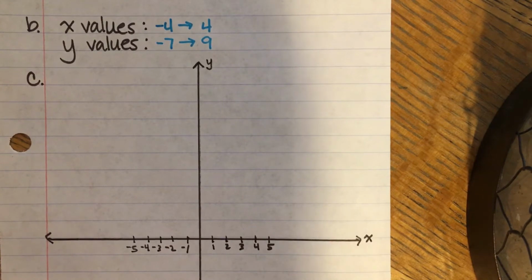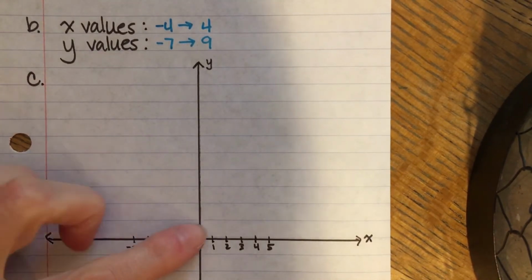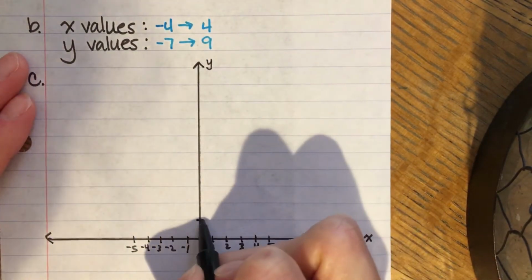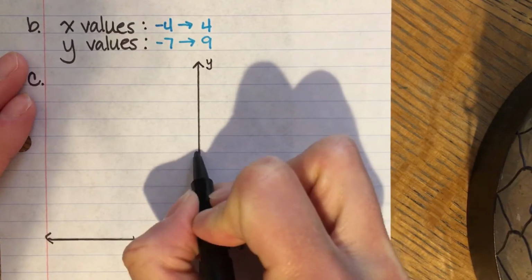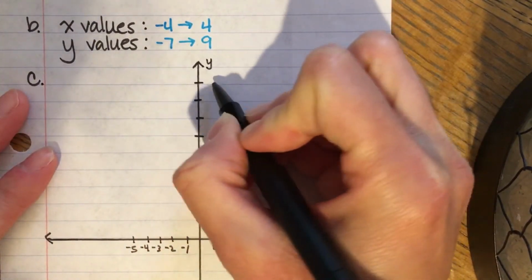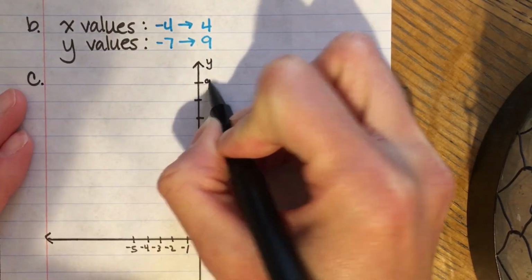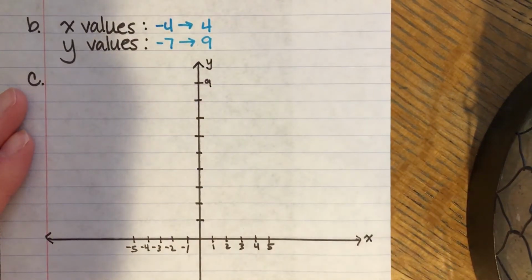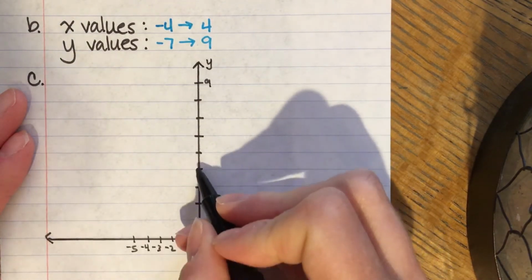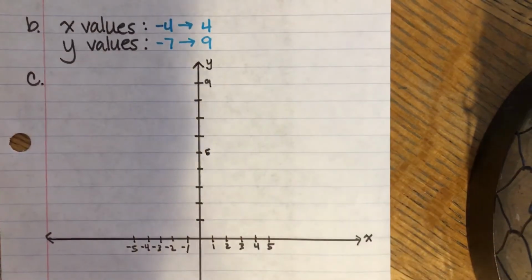So on my y, I need to go from -7 up to +9. So I'm actually going to use these lines on my paper. So that's 1, 2, 3, 4, 5, 6, 7, 8, 9. Now I don't have to mark every single one. Okay, you can if you want to, but I don't. 1, 2, 3, 4, 5. I just want to mark like that's 5.